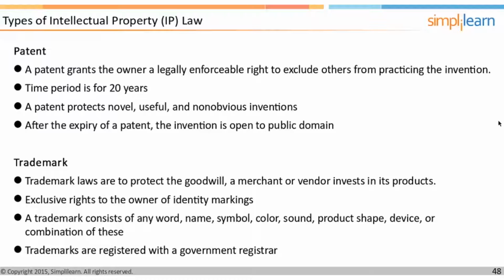It must be useful. It has to do some useful work, and it has to be non-obvious, which means you cannot come up with, say, a chair with 4 legs. That is obvious, right? So if the invention follows these 3 rules, then the inventor can apply for a patent. And if the patent is successfully granted, then the inventor, the owner, can legally use this patent for a period of 20 years. In this period, no one else can use the invention.